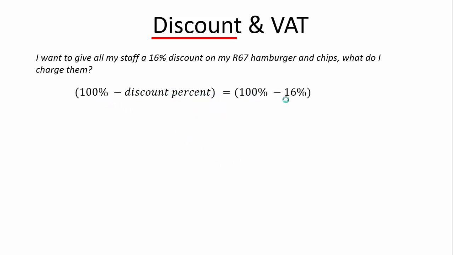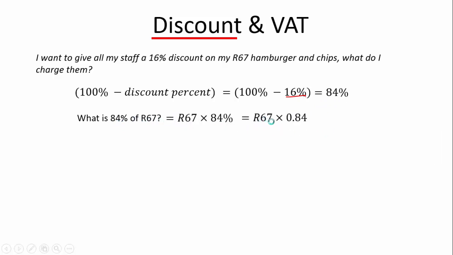So that's 100 minus a 16% discount, and that is equal to 84%. So what is 84% of 67 Rand? We can go 67 Rand times 0.84, and remember, we can use it like this if we don't have a calculator with us. Our answer is simply going to equal 56 Rand 28. Don't forget you can use this long multiplication method.